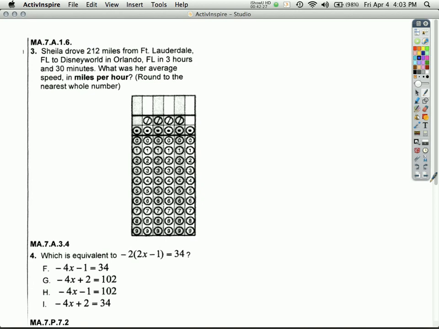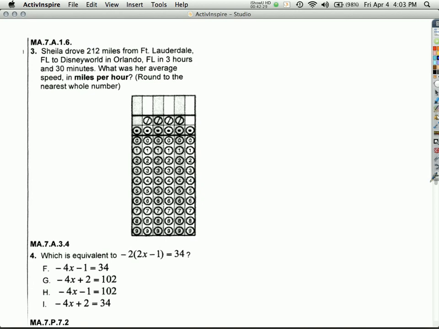Give me a thumbs up if you got it right. Good. Chris, what did you do to get it right? I compared 3 hours and 30 minutes to a decimal. And what decimal does that come out to? Okay, so you converted to 3.5. Is that the answer? No, I'm 212 over 3.5.